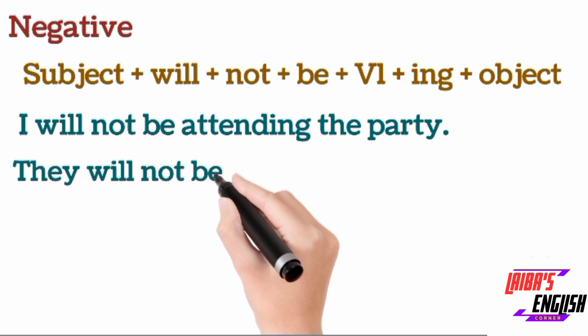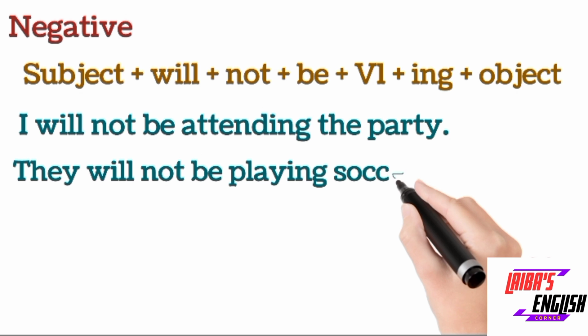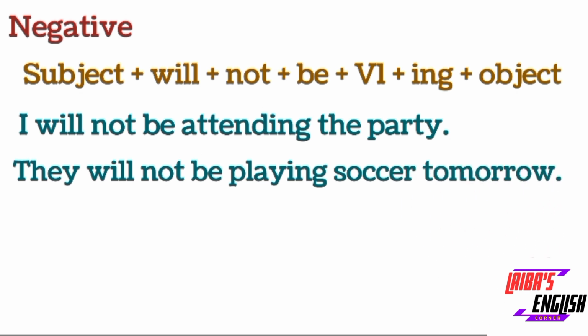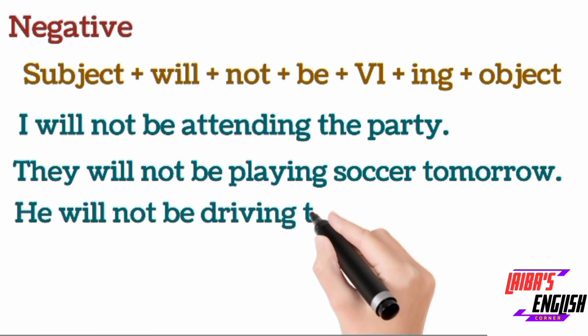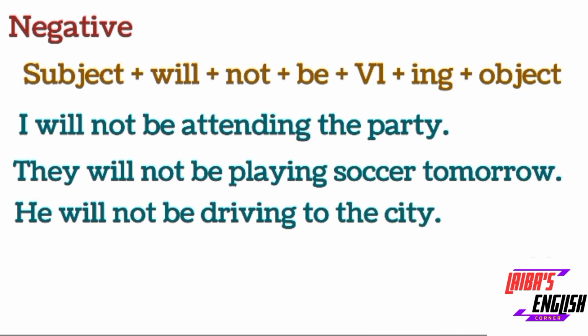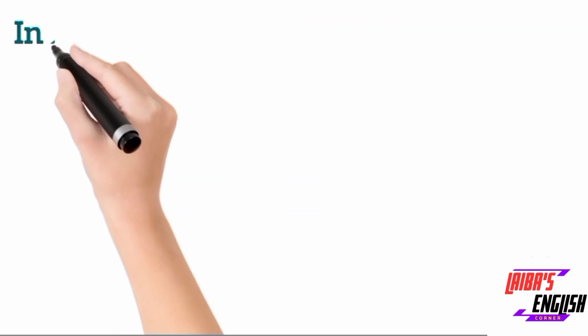So I is the subject, will is used as a helping verb, not because it is negative, be plus first form and ing and an object. Second example is, they will not be playing soccer tomorrow. So they is the subject, will is used, not is used, be is used, verb first form and an object. Third example is, he will not be driving to the city.